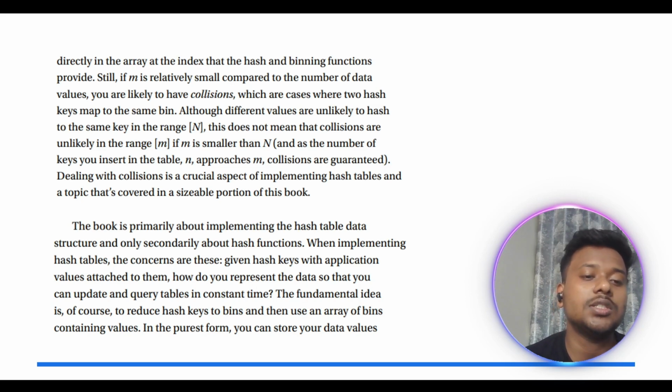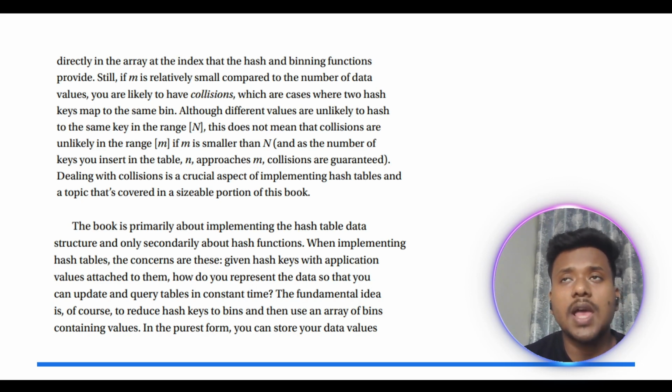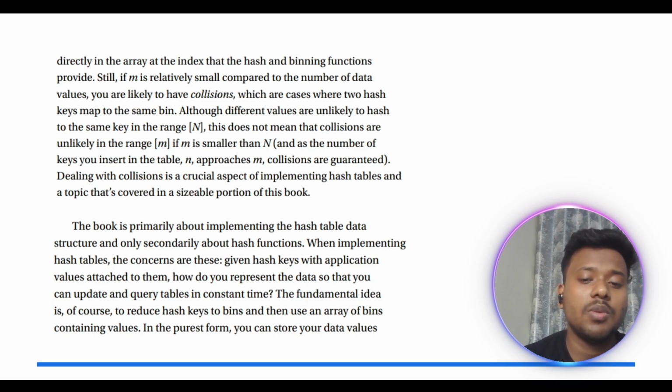Dealing with collisions is a crucial aspect of implementing hash tables, and a topic that covers a sizable portion of this book. The book is primarily about implementing the hash table data structure, and only secondarily about hash functions. When implementing a hash table, the concern is this: given hash keys with application values attached to them, how do you represent the data so that you can update and query the table in constant time?